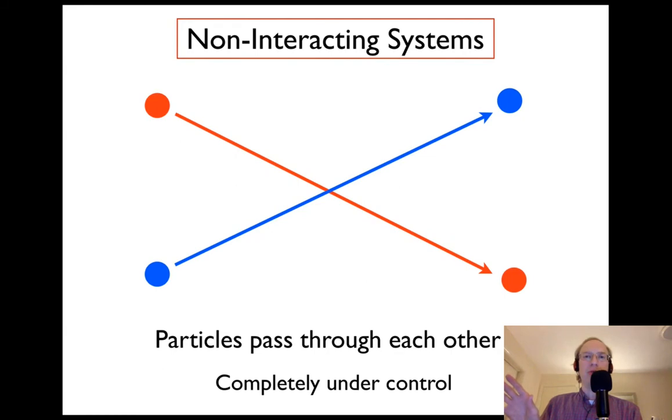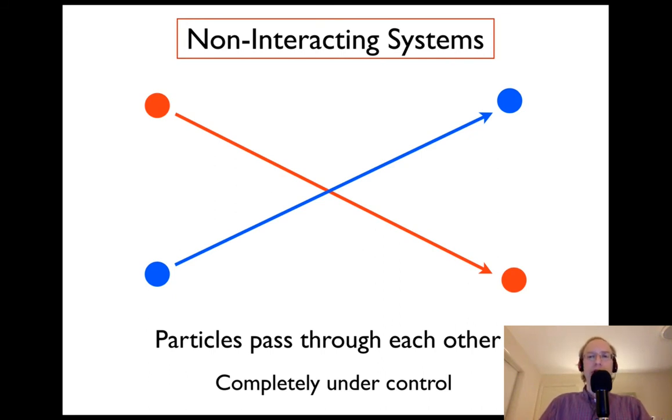So the simplest possible thing in this box is if you have non-interacting particles, or a non-interacting system. So what does that mean? Well, that means the particles don't interact at all, which means they would just pass through each other. So if two of them approach each other, well, if they don't interact at all, they'll just keep going, pass through each other. It's kind of ghostly if you think about it.